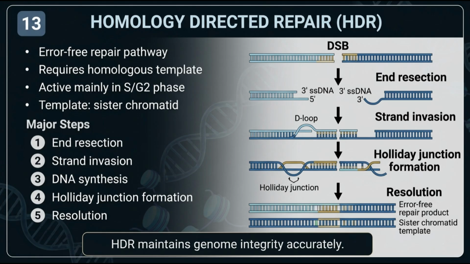A key protein in strand invasion is RAD51. BRCA1 and BRCA2 also play essential roles in homologous recombination repair. HDR maintains genome stability with very high fidelity.